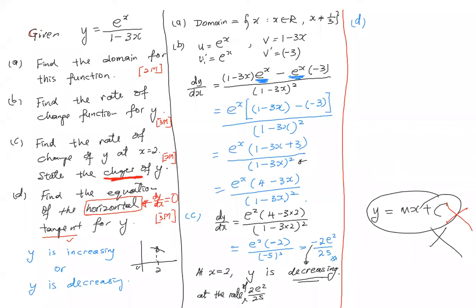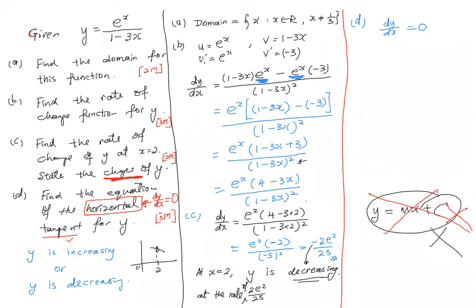You don't start with y equal to mx plus c. So when you come to higher level math, your interpretation of the information given to you is extremely important. So horizontal tangent. Based on the word horizontal, I put dy over dx equal to 0. So what is my dy dx expression?